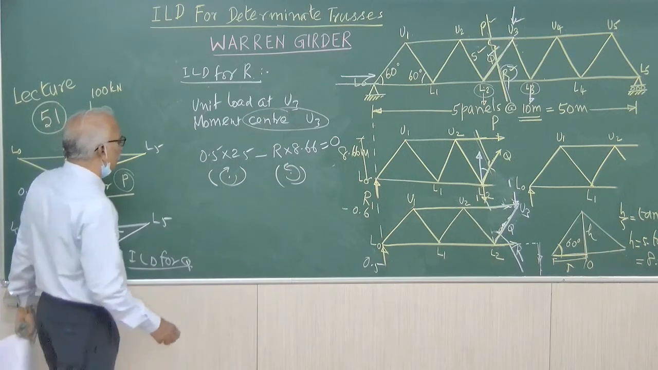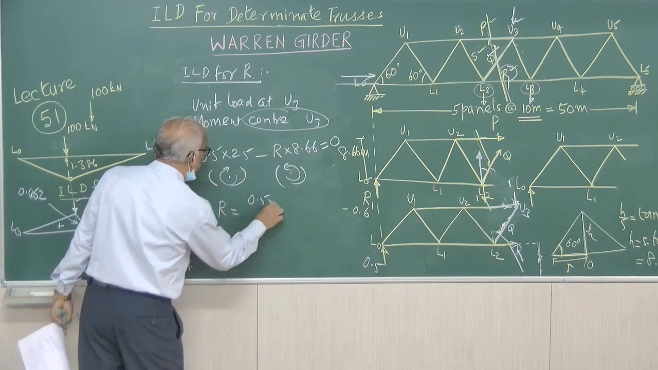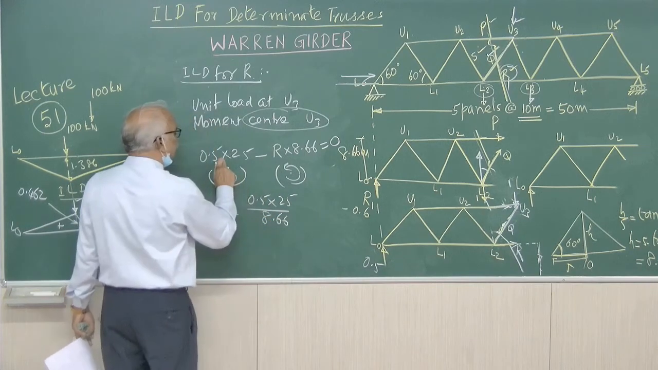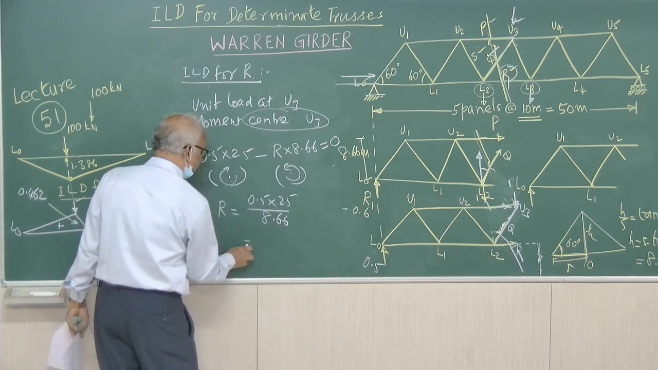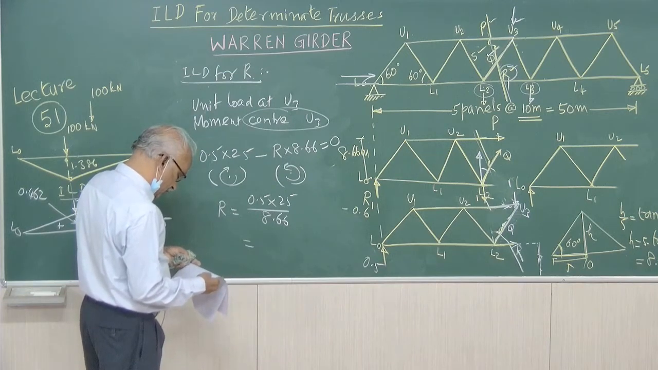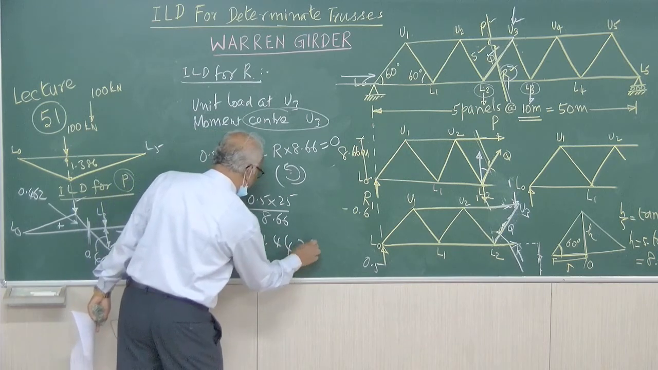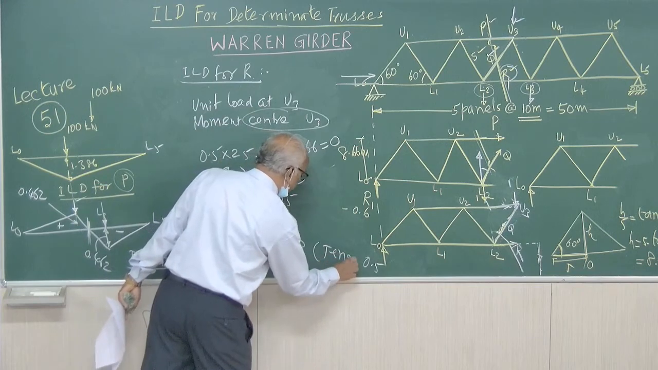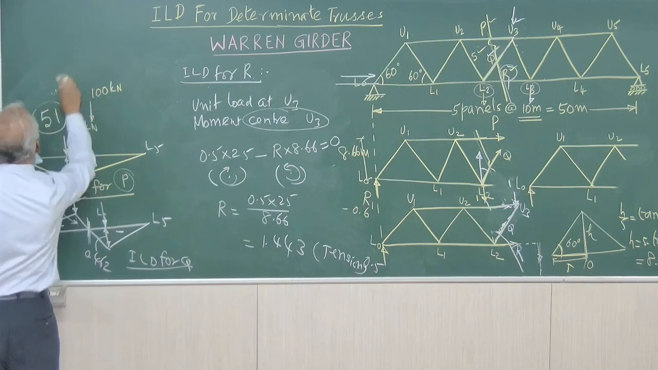So, equal to 0. Therefore, R equal to 0.5 into 25 by 8.66, because when it goes to the right hand side this will also become minus and minus will get cancelled. R equal to 1.443. We are getting it with the plus sign, therefore it is under tension.